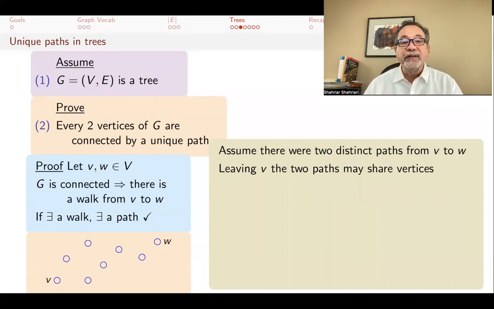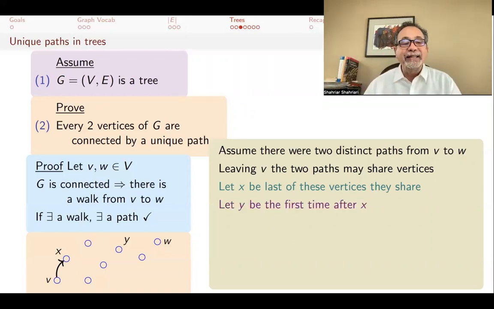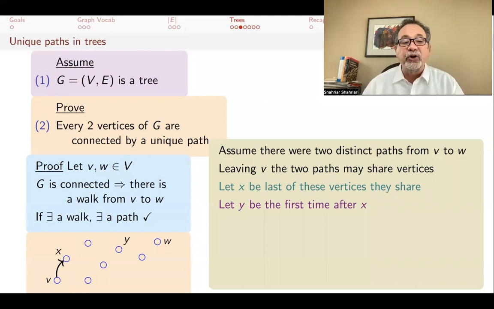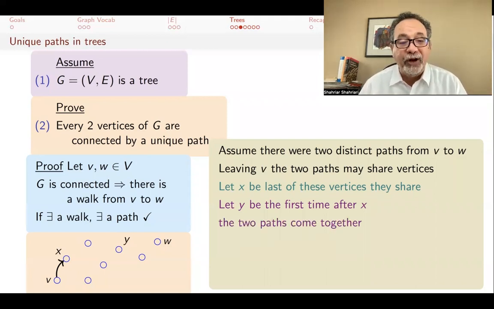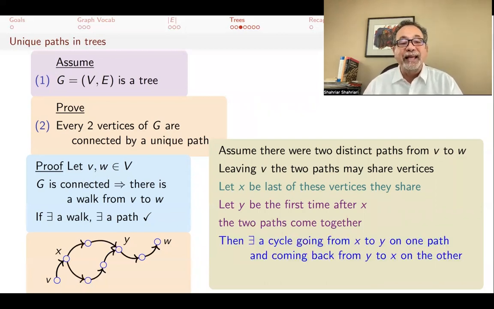So leaving V, the 2 paths may share vertices. So let X be the last vertex they share. So up to X, they sort of went together. I mean, they might have gone on different edges, but that's the last vertex that they share. And Y is going to be, maybe they come back together all the way at W, but maybe not. Maybe the 2 paths get together earlier. So let Y be the first time after X that the 2 paths get together. And so if you do that, then you have a cycle going from X to Y on one path and coming back from Y to X on the other one.